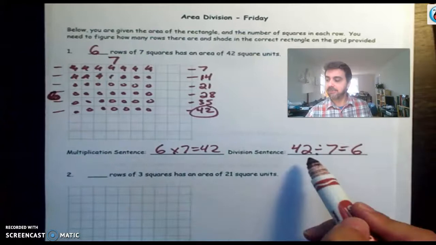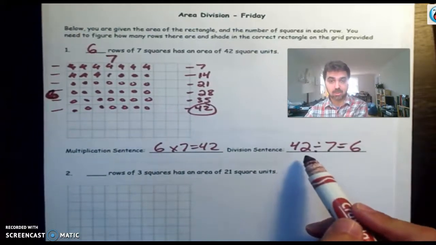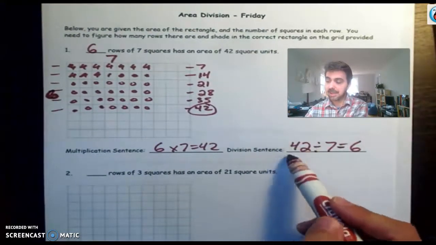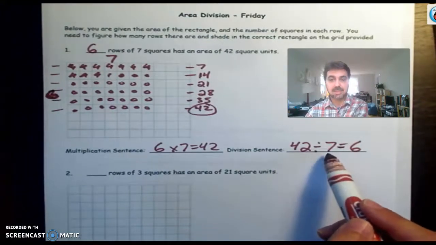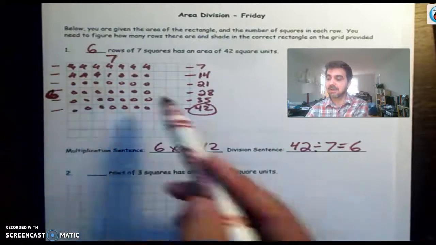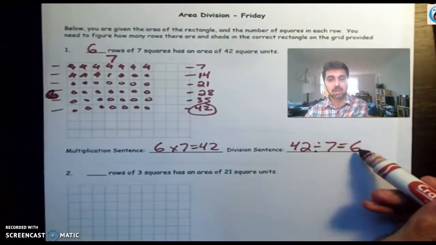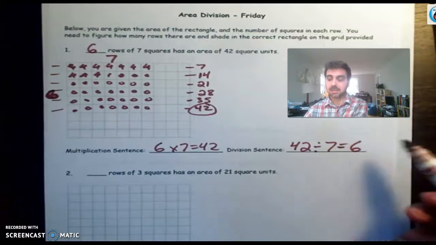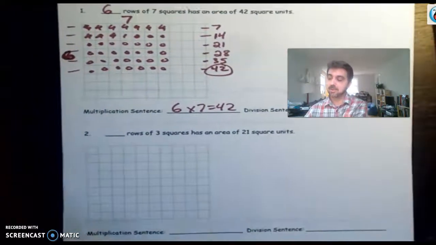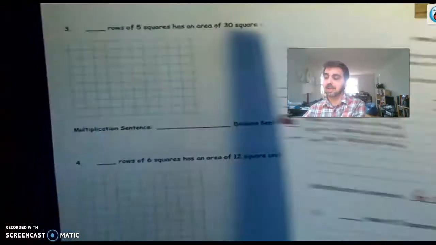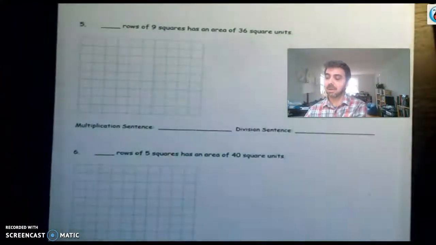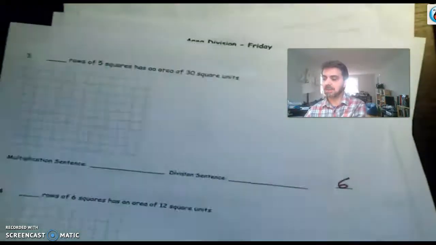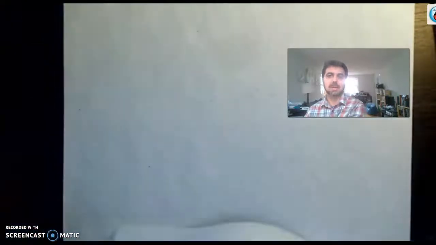So we know that 42 total was the area. 42 squares divided into rows of 7. Here's our rows of 7. Gave us 6 rows. So that's our division sentence. Okay, so you're going to do that for number 2, multiplication, division, and number 3 and 4, and number 5 and 6. Most of them aren't as long as the one that I just did, but have fun.